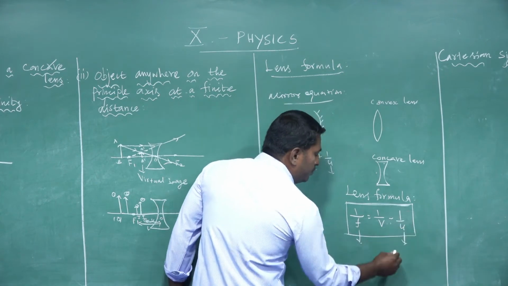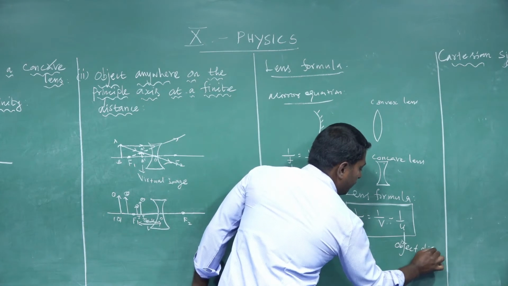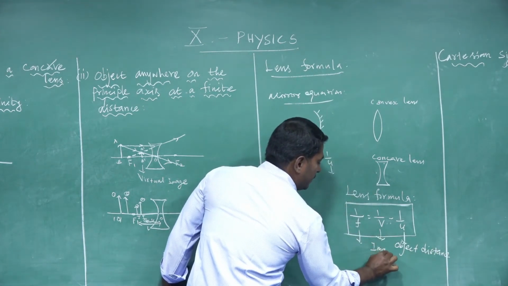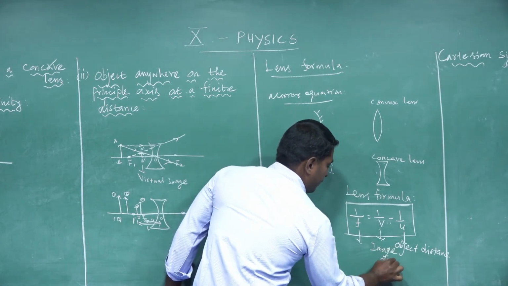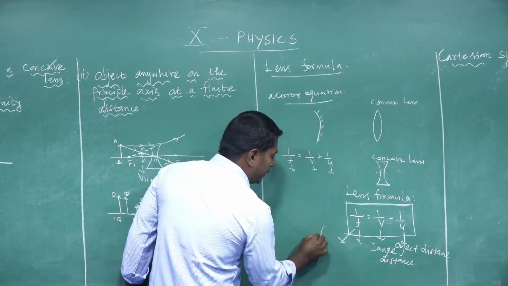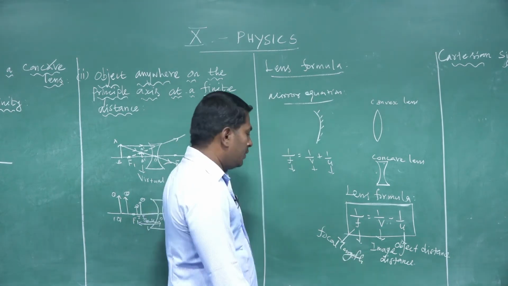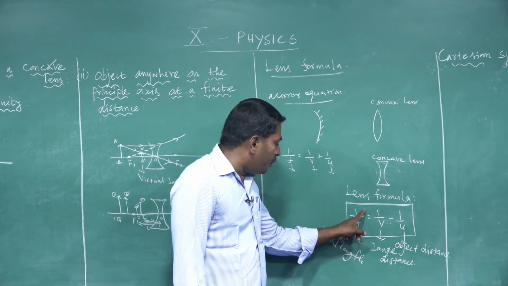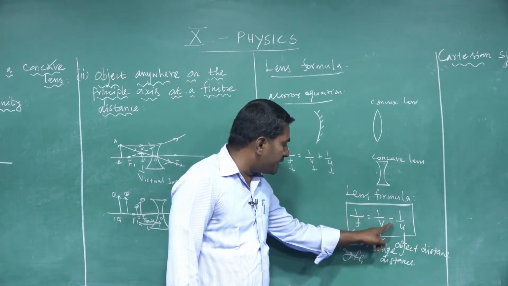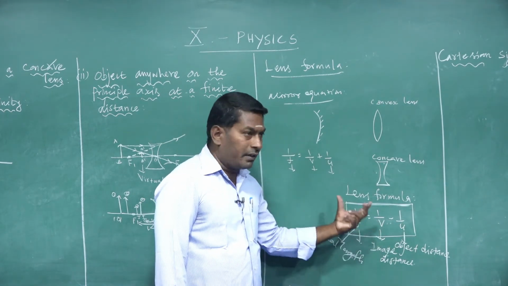u is the object distance. v is the image distance. f is the focal length of spherical lenses. So, the reciprocal of the focal length of a spherical lens is equal to the reciprocal of the image distance minus the reciprocal of the object distance. This is the lens formula or lens equation.